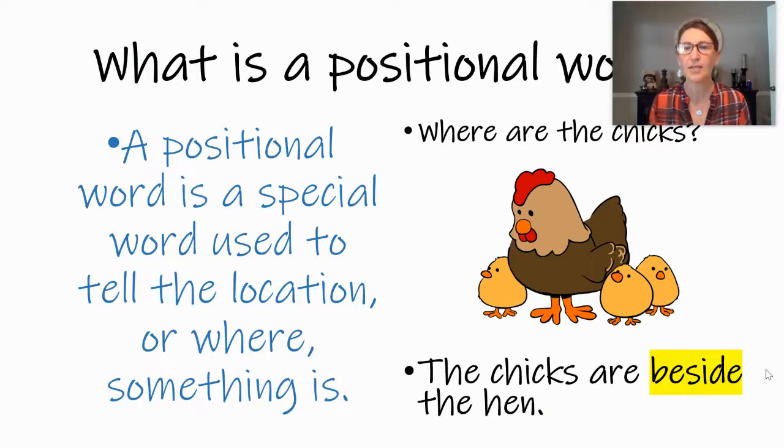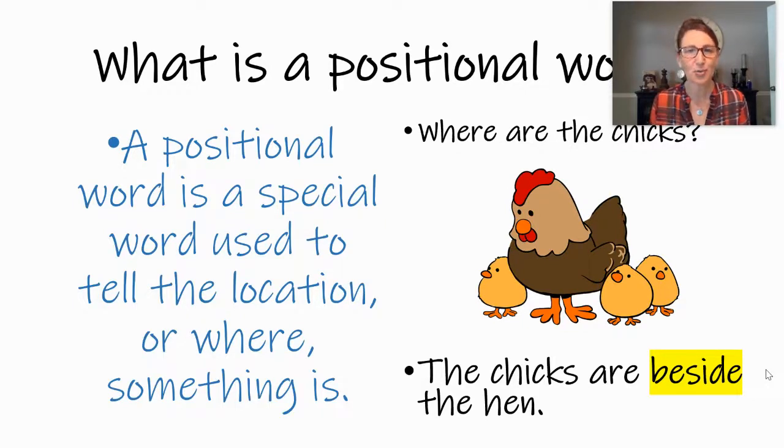So what is a positional word? It's just a special word that tells the location or where something is. For example, the chicks. Look at the picture. Where are the chicks? The chicks are beside the hen. Beside tells us where the chicks are. They are next to their mom. Beside is just another word for next to.